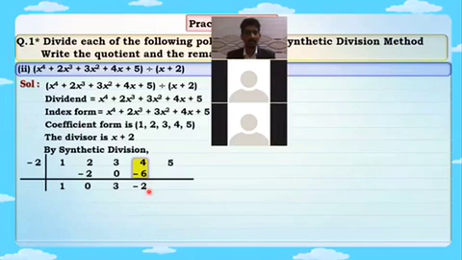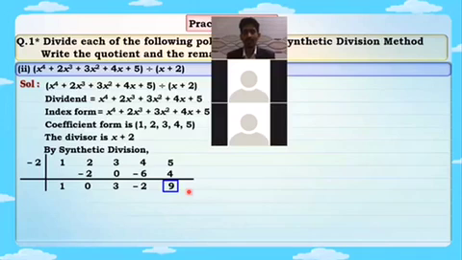Then next let's multiply this 2. -2 into -2, 2 2s are 4, minus into minus plus, so your answer is going to be what? 4. 5 plus 4, and the answer is what? 9. So this 9 is called as what? Remainder. Yes, very good, superb. Let's keep this in a box.